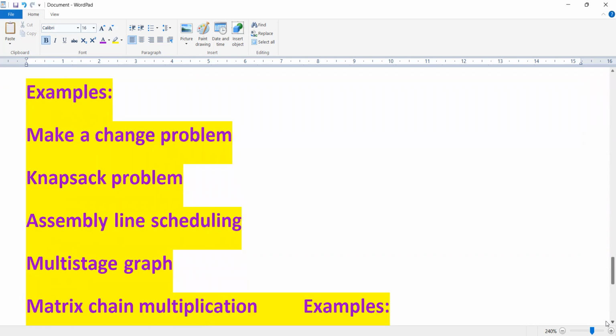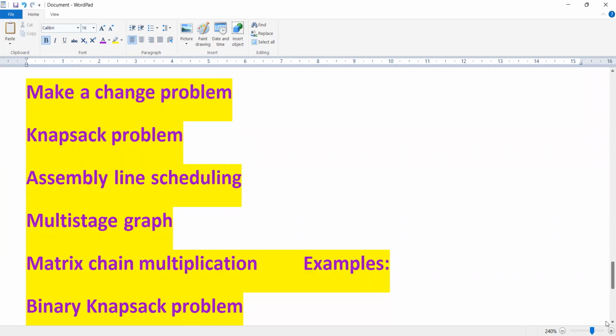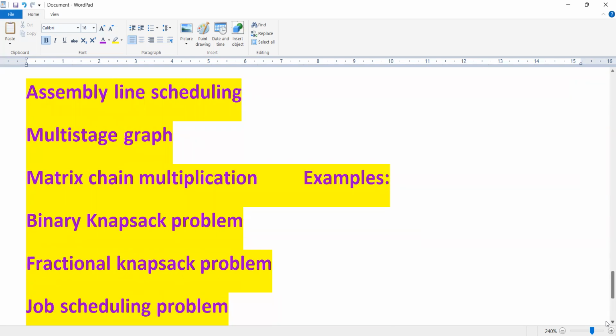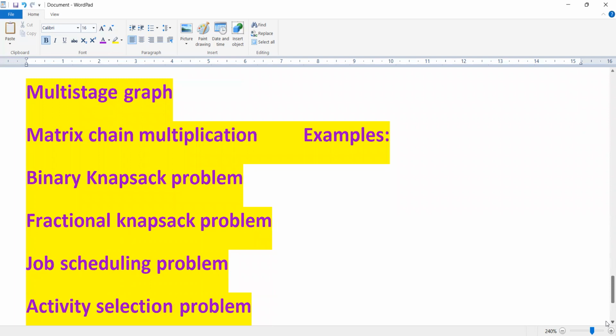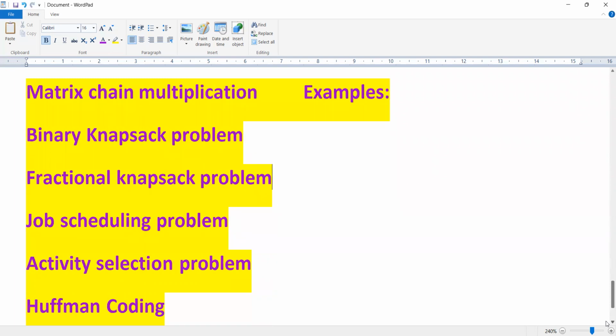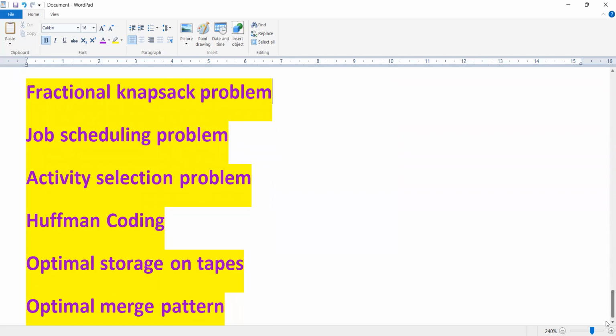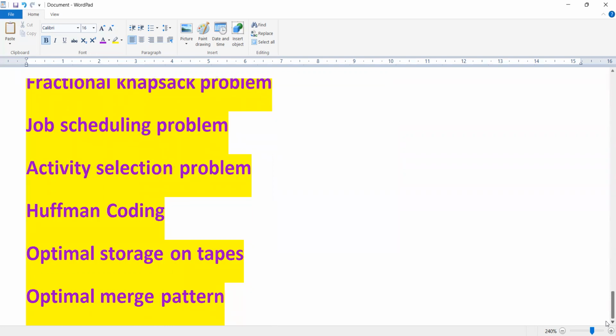Examples of dynamic programming: make change problem, knapsack problem, assembly line scheduling problem, multi-stage graph problem, matrix chain multiplication problem. In the greedy approach, examples are the binary knapsack problem, fractional knapsack problem, job scheduling problem, activity selection problem, Huffman coding, optimal storage on tapes, and optimal merge pattern. These are all examples of the greedy approach.